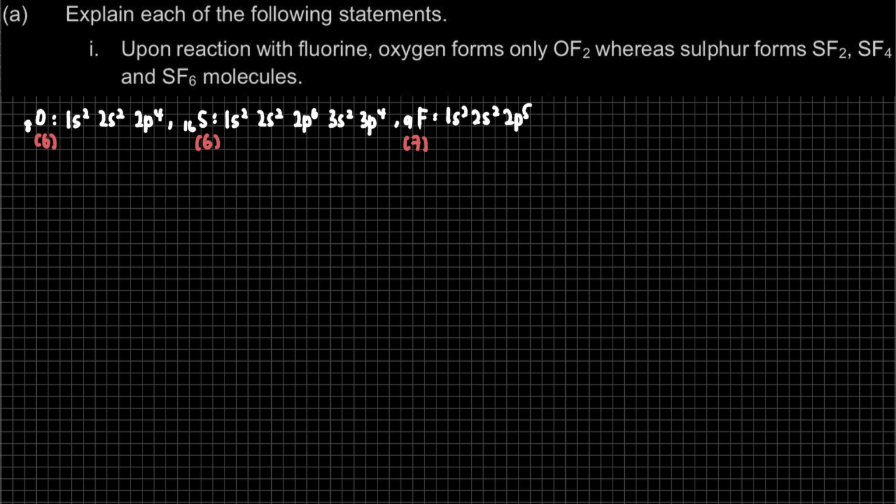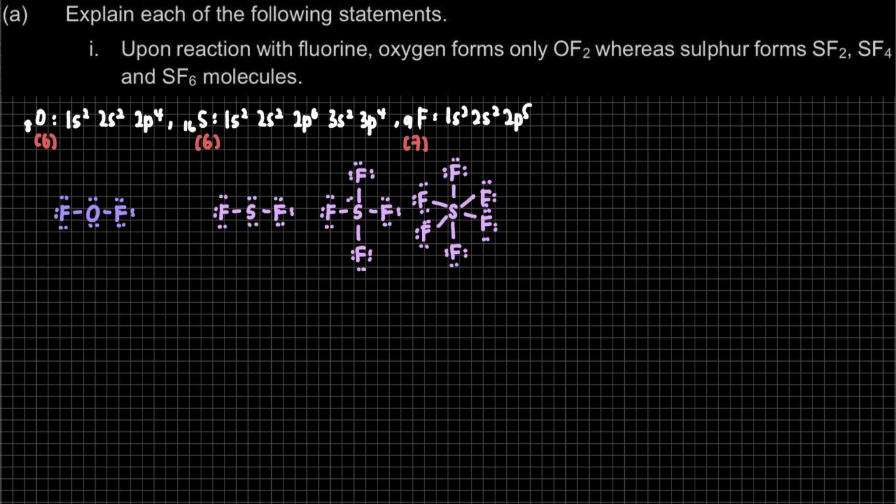Next, you have to draw the Lewis structure for OF2, SF2, SF4 and SF6. So this is the Lewis structure for all the molecules mentioned in the question. I have my OF2, SF2, SF4 and SF6. Here we have to explain why. Again, the difference is between oxygen and sulfur, so I'm just going to look based on the central atom.